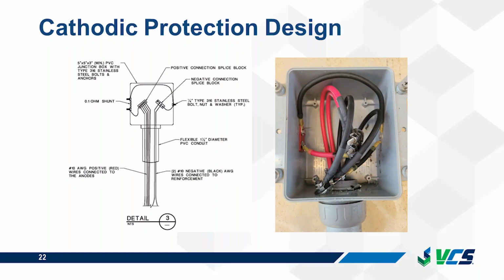The DOT also wanted every jacket to be monitored, so we installed monitoring boxes. Each monitoring box has a 0.1 ohm shunt right here, and you can see it in the actual box over there. And it also has a test connection, which is right there. So both the shunt and the test connection have bolts coming out. This is to allow the technician to collect the measurements without having to take the cover off the box.